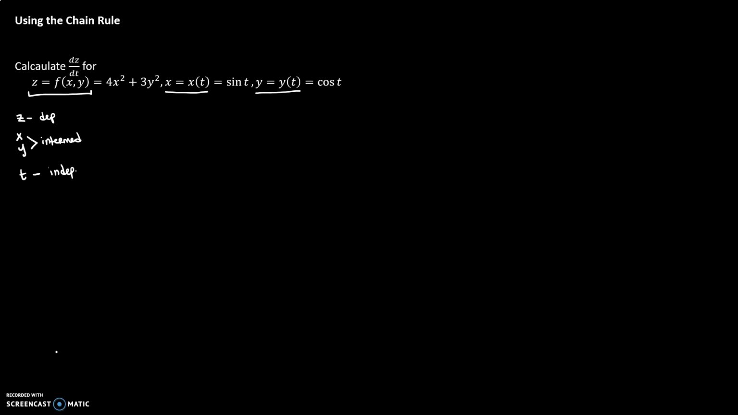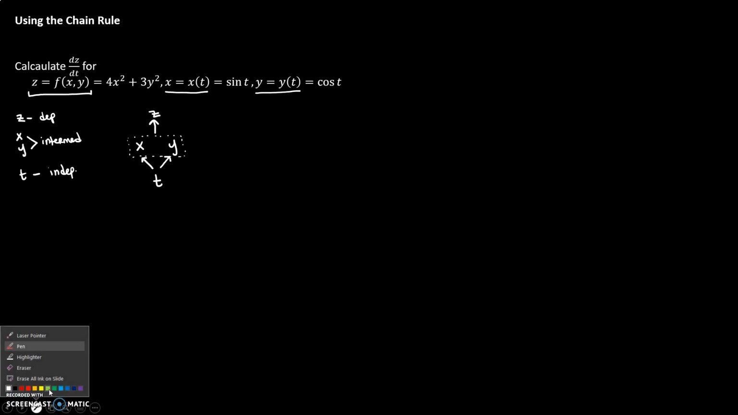In the flowchart, the independent variable is always at the bottom. It's sent up to the intermediate variables. So we know that t goes into the function sine t to create x, t goes into the function cosine t to create y. Together, x and y are bundled up as an ordered pair. They are sent into the function f to create z.